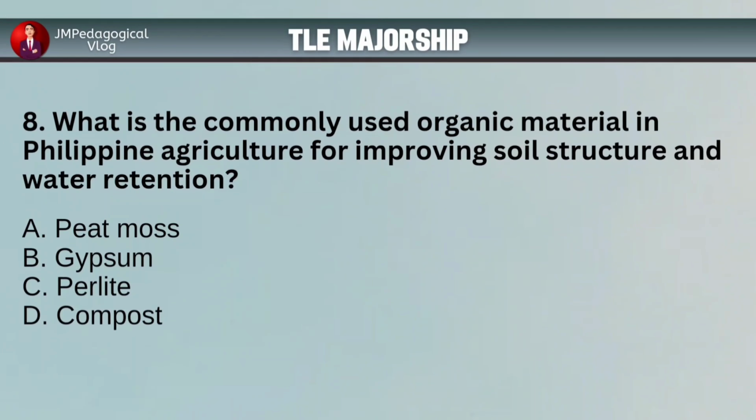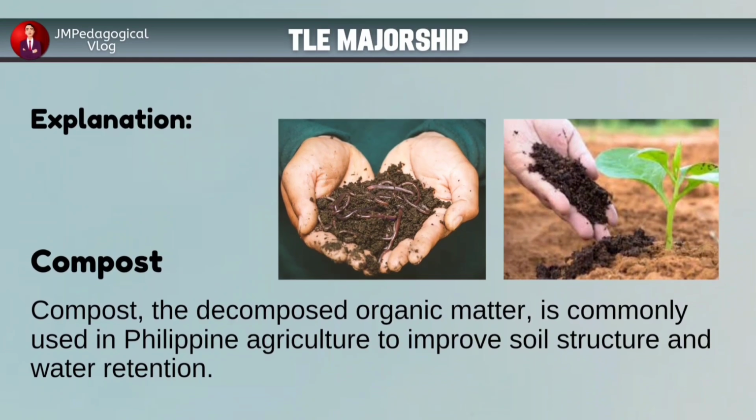8. What is the commonly used organic material in Philippine agriculture for improving soil structure and water retention? A. Peat moss. B. Gypsum. C. Perlite. D. Compost. D. Compost. Explanation: Compost, the decomposed organic matter, is commonly used in Philippine agriculture to improve soil structure and water retention. Compost improves soil properties, provides nutrients in a stable organic form, increases plant growth and health, and conserves water.